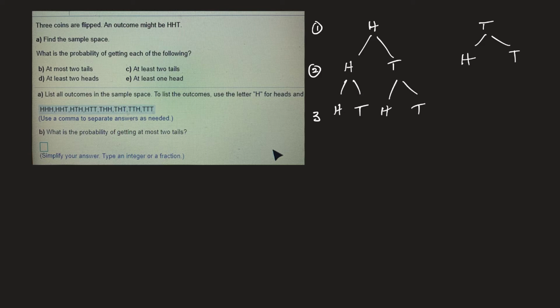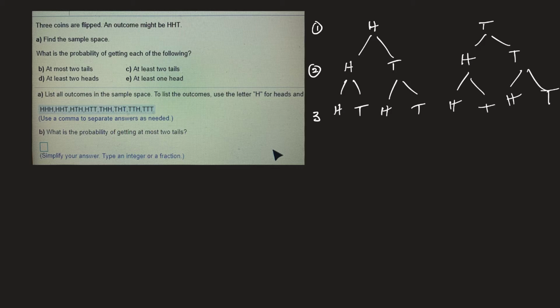So what kind of things could happen? You could get a head or a tail. So initially you could get a head or you could get a tail. So that's your first coin. Your second coin, if you got a head the first time, you could get another head or you could get a tail. Same thing with the tails. Second coin could be a head or a tail. Then the third coin, if you got two heads, you could get another head or you could get a tail. Same thing with this, if you got a head and a tail, then you could get a head or a tail, and same with all the rest of them.